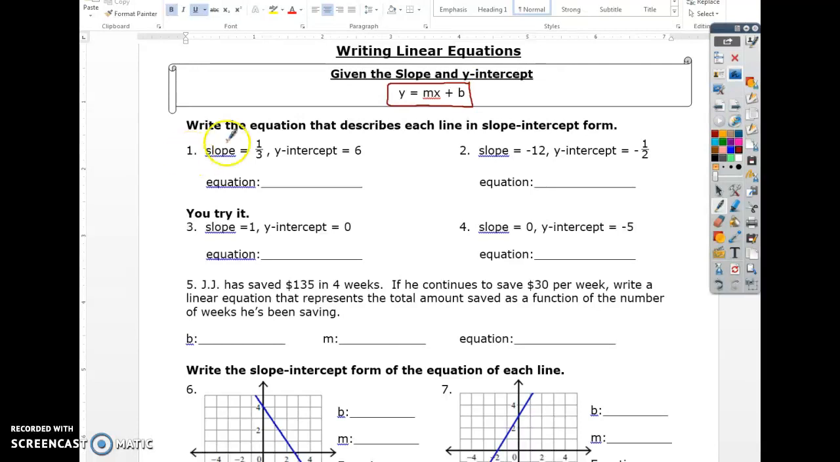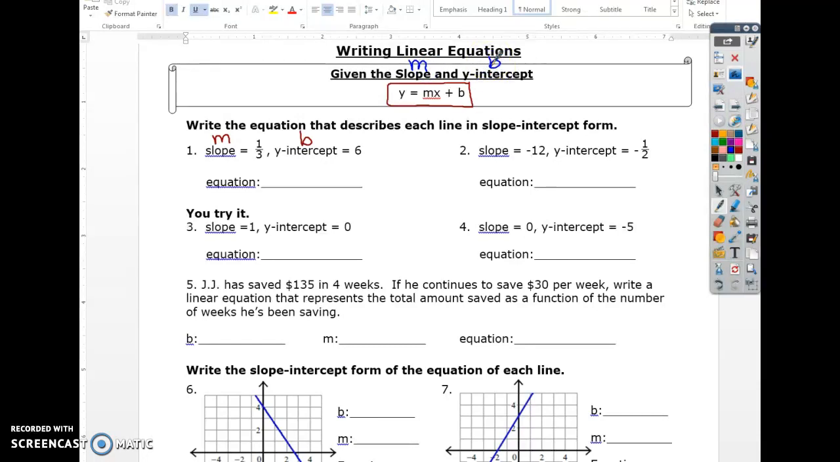Problem number 1 gives you a slope, which is m, so make sure you're writing this down. And they also gave you the y-intercept, which is the b. In this formula, y equals mx plus b, you have an m, that's the slope, and a b, that's the y-intercept. So slope is your m, and the y-intercept is your b.